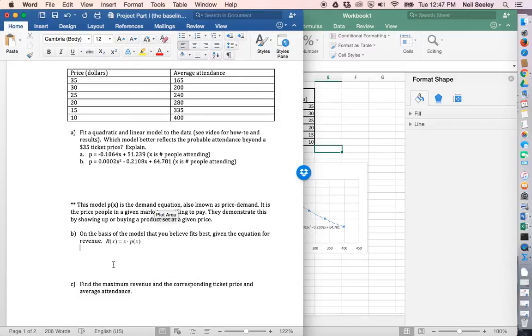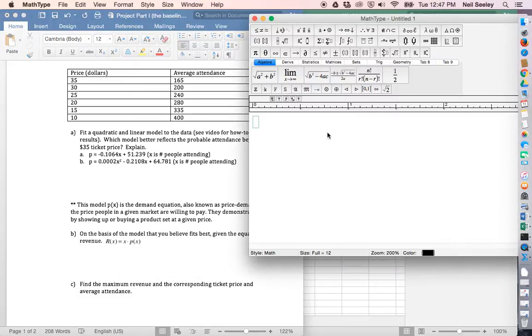So that's what we're going to do. We're going to make our own little equation. I have MathType on my computer. You guys can use other things as well, or Desmos does a nice job typing this out.